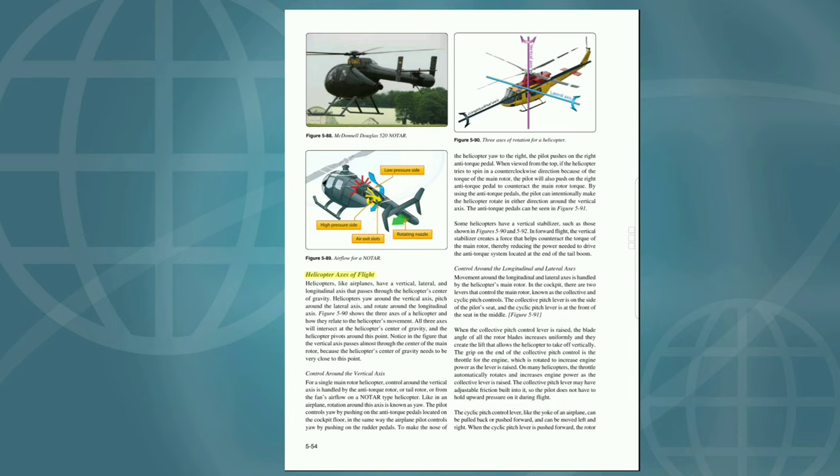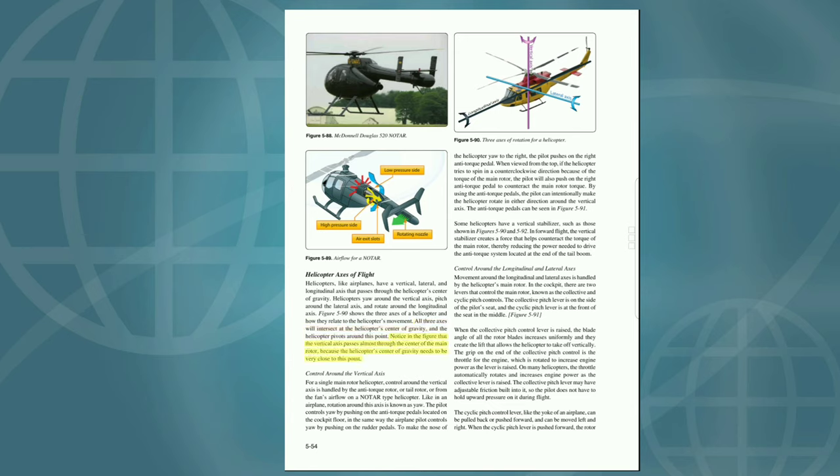Helicopter axes of flight. Helicopters, like airplanes, have a vertical, lateral, and longitudinal axis that passes through the helicopter's center of gravity. Helicopters yaw around the vertical axis, pitch around the lateral axis, and roll around the longitudinal axis. Figure 5-90 shows the three axes of a helicopter, and how they relate to the helicopter's movement. All three axes will intersect at the helicopter's center of gravity, and the helicopter pivots around this point.